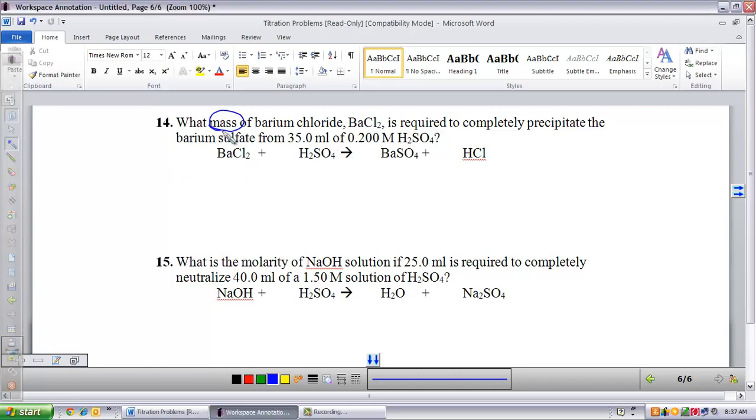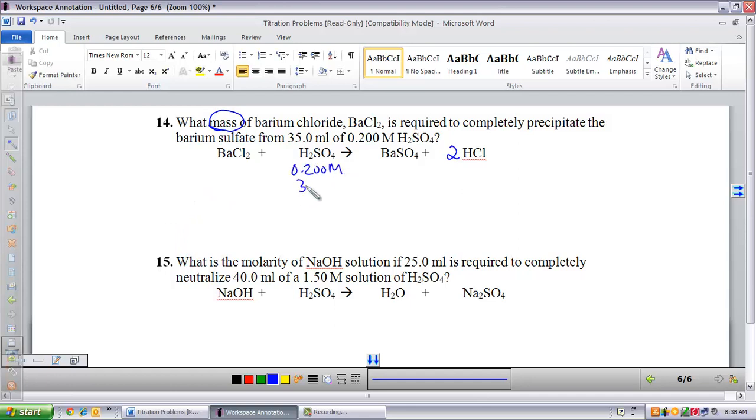Okay, let's do another one of these kind of tricky gram ones. What mass, in this case they didn't tell you grams, they just said the word mass, of barium chloride is required to completely precipitate the barium sulfate from 35 mils of 2.2 molar sulfuric acid. So again, what are we doing first? We're balancing our equation. Barium and barium, chlorine, we need 2 chlorines over here, which gives us 2 hydrogens. It works out that there's 2 hydrogens over here. 1 sulfate and 1 sulfate. So now I am balanced.